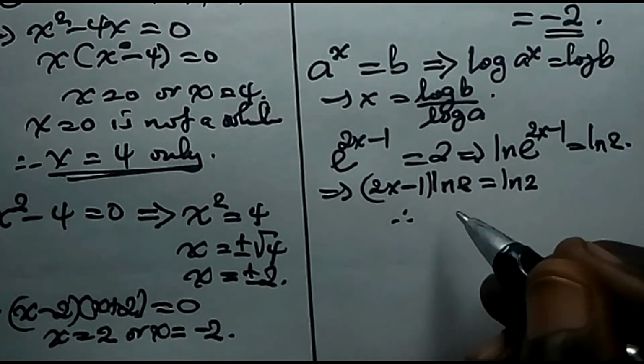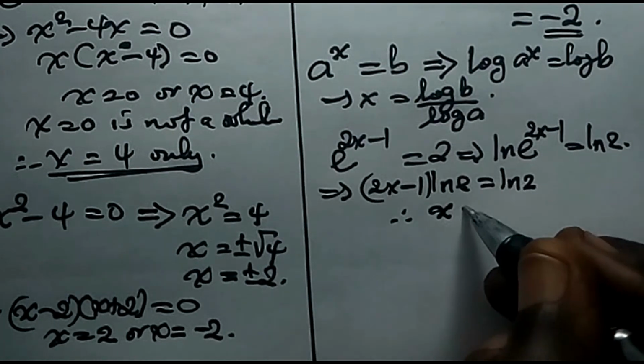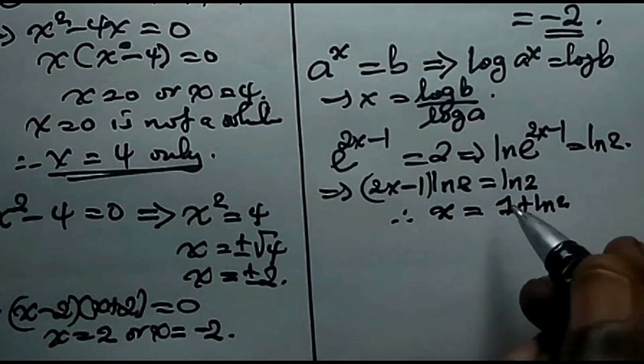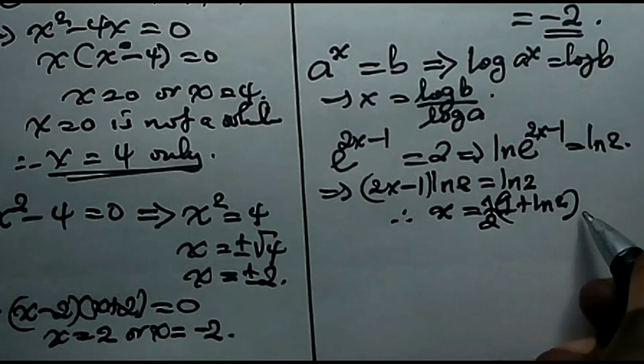Finally, we should make x the subject to get x equals 1 plus ln 2, half of that as the answer.